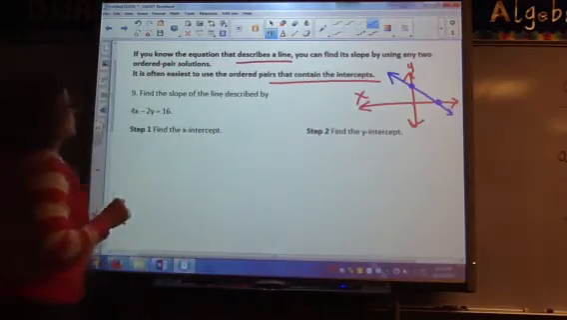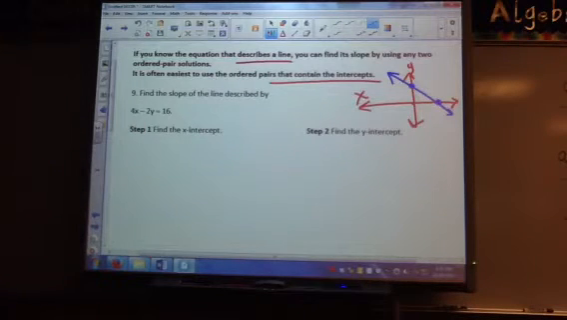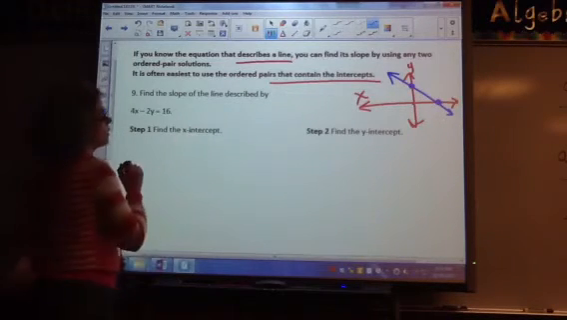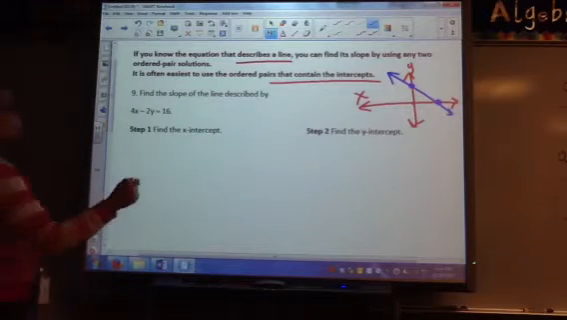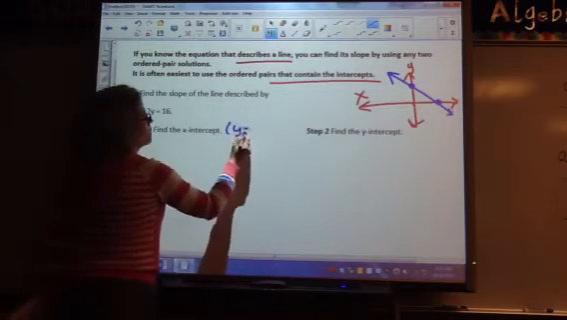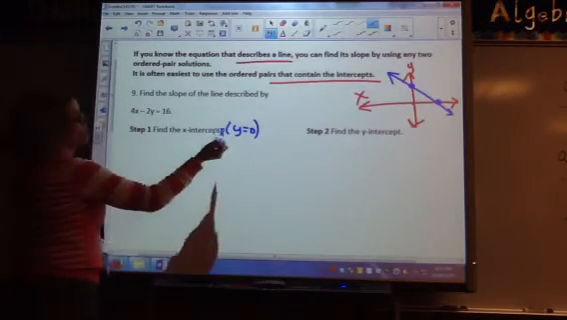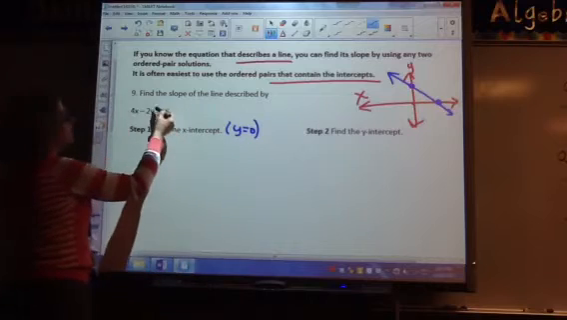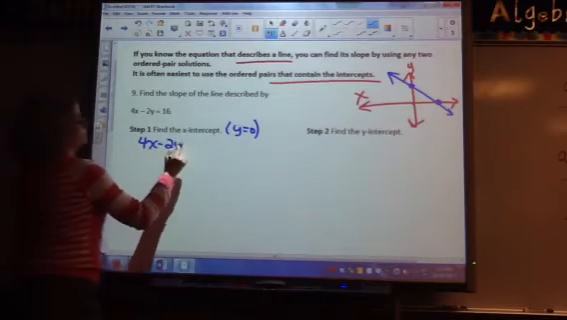Okay, so let's look at this. We're given an equation here, and we need to find the slope of the line described by this equation. And we're going to do this by using intercepts. So to find the x-intercept, we know that y equals 0 by looking at the coordinate plane. So we can substitute 0 in for our variable y. Let's do that and see what happens.